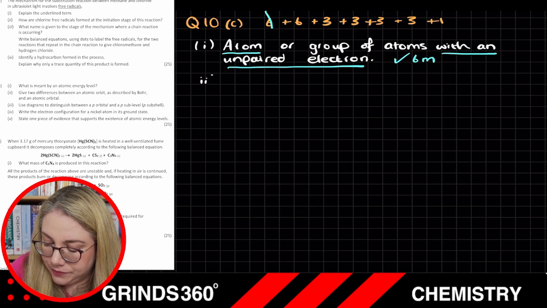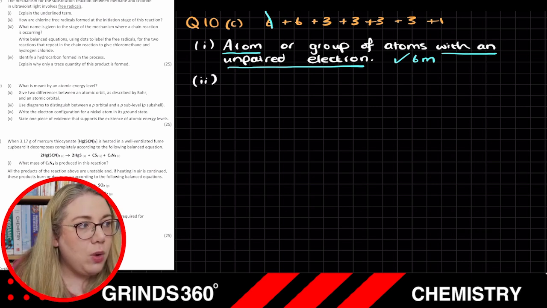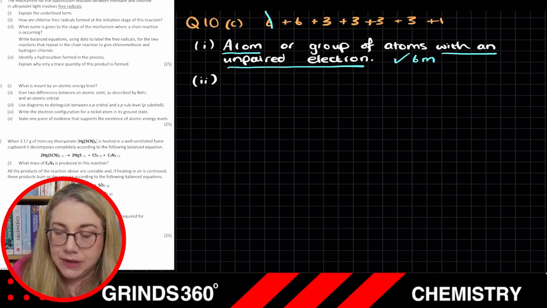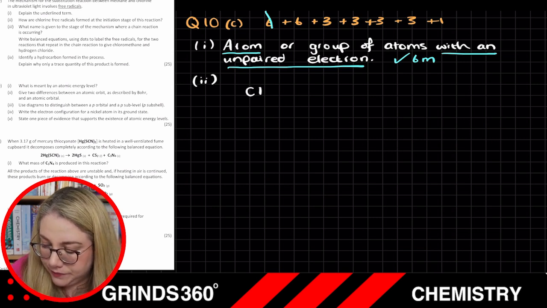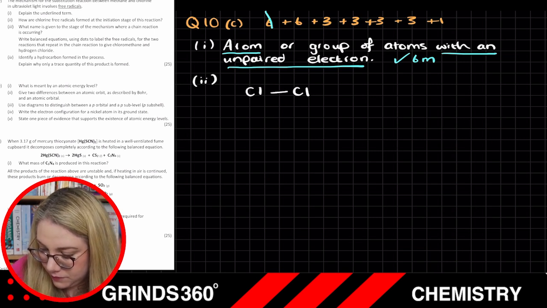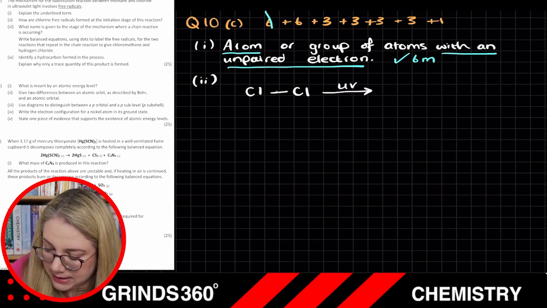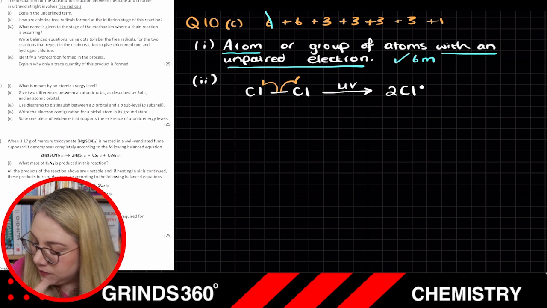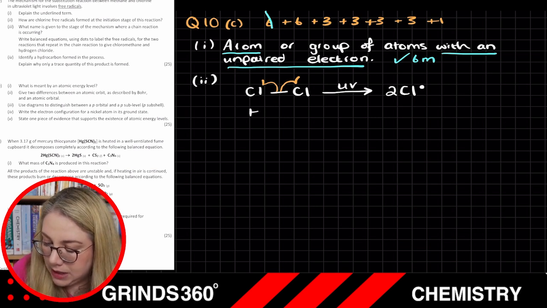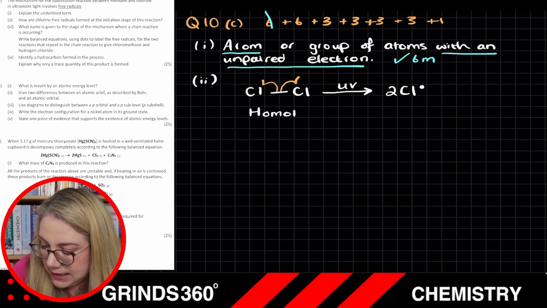Now, number 2, or part 2. How are chlorine free radicals formed at the initiation stage of the reaction? Now here, I would actually give the mechanism part for this. So we have our chlorine molecule. You shine UV light on it. The bond breaks. One electron goes to one chlorine, the other electron goes to the other chlorine, and you form 2 chlorine free radicals. Don't forget to show the dot for the free radical. And we call this homolytic fission.